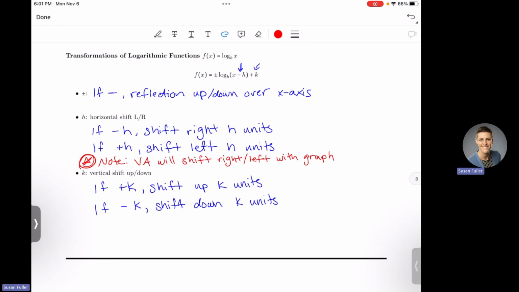So if you move your whole graph to the right 2 units, then your vertical asymptote will go from x equals 0 to x equals 2. It's going to shift with your graph.